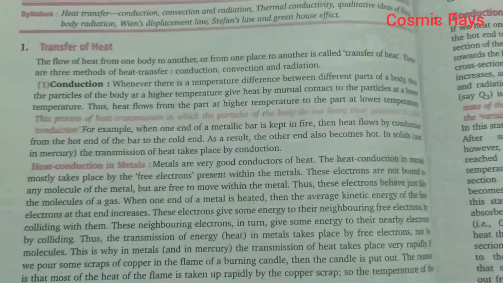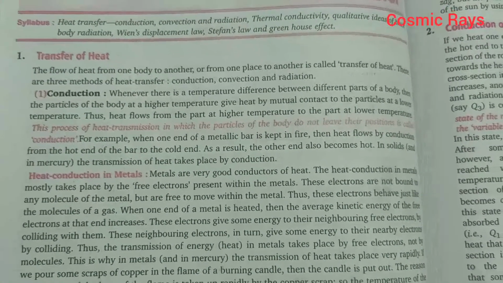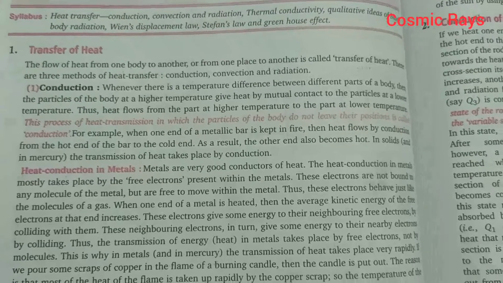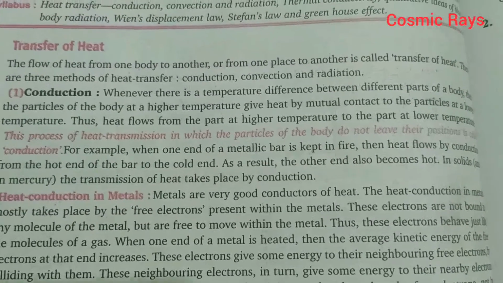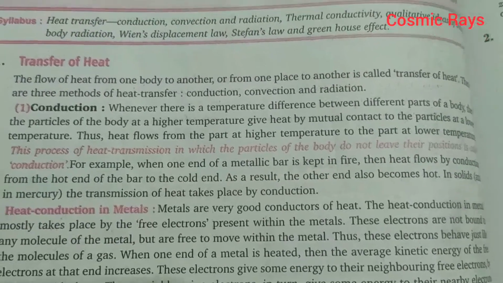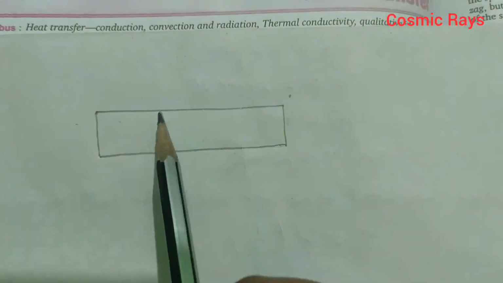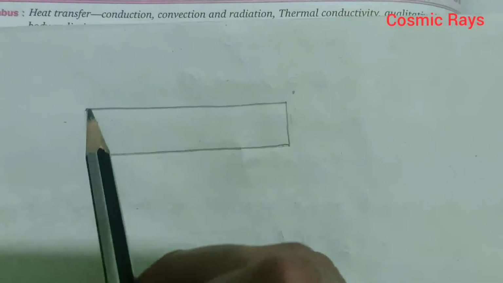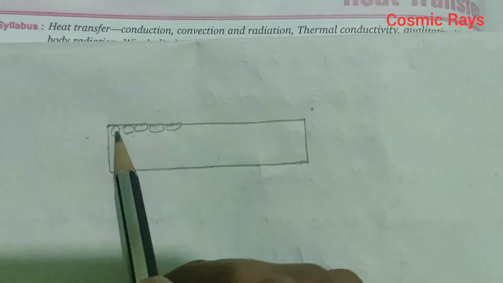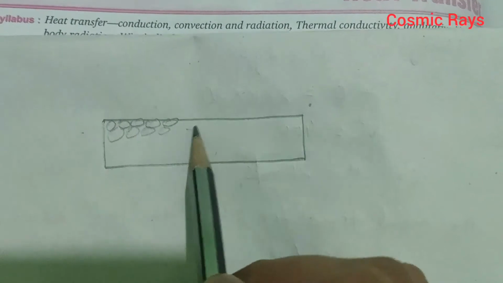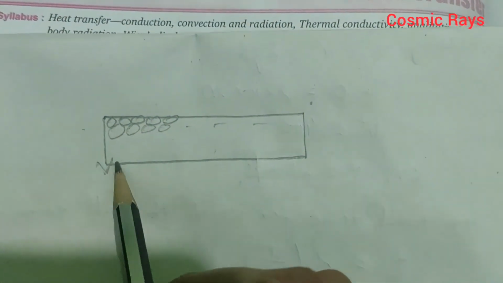So we would be talking about all these three methods in detail and would know how it takes place and what is the phenomenon behind it. In conduction, there are two ways of heat transfer. Firstly, to understand this, if we assume that we have a rod and we have the particles of the rod which are present all over. Now this end of the rod is heated up.